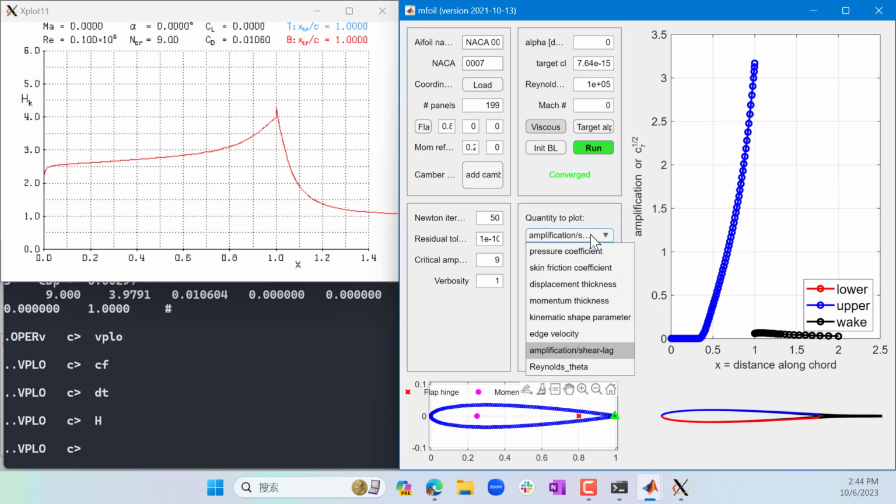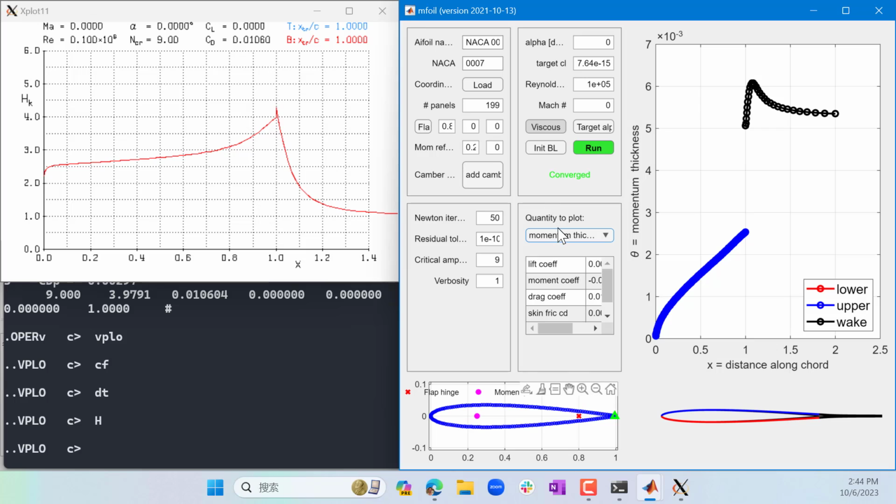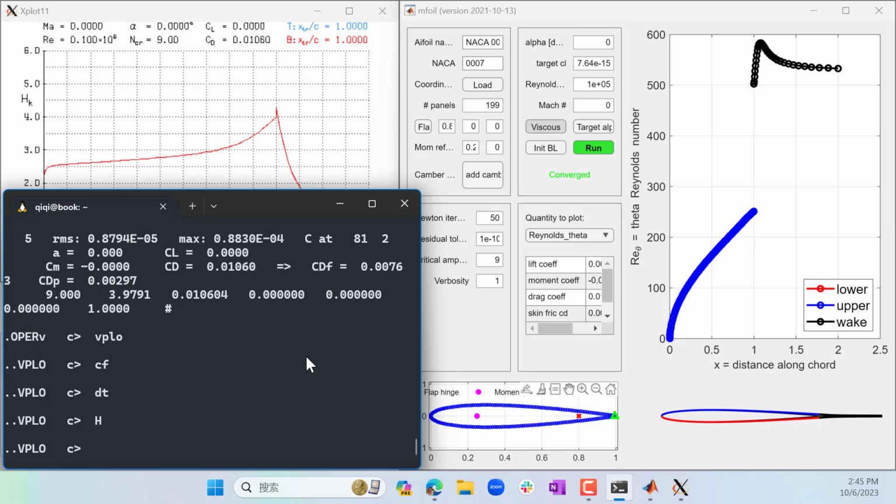And finally, we have Re theta. Theta is momentum thickness, right? Re theta is basically momentum thickness times density times u infinity divided by viscosity. That just gives the momentum thickness in a different, non-dimensional scale. As opposed to if you just plot momentum thickness, it's on the order of 10 to the minus 3, but if you plot the Reynolds number based on theta, you get several hundred.